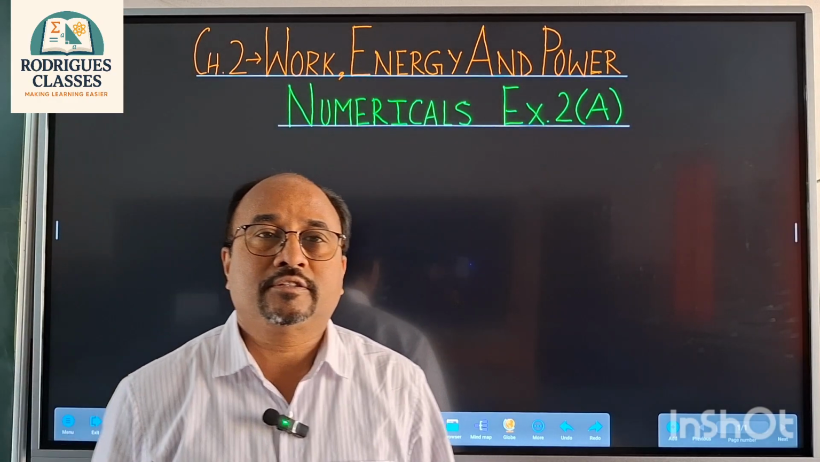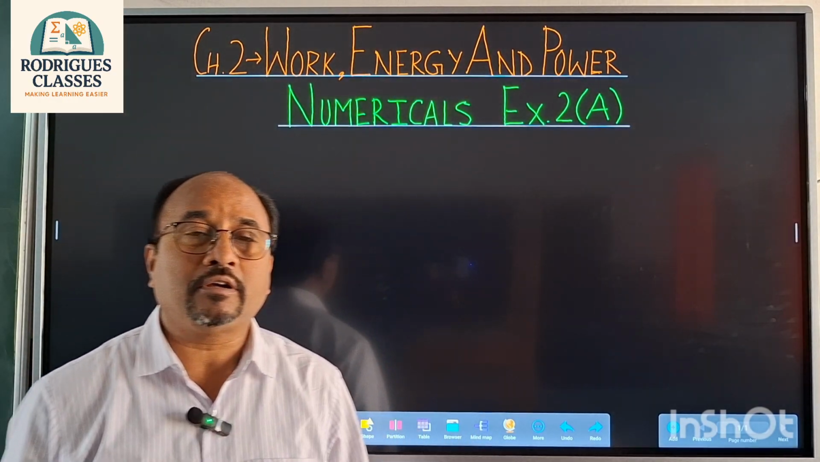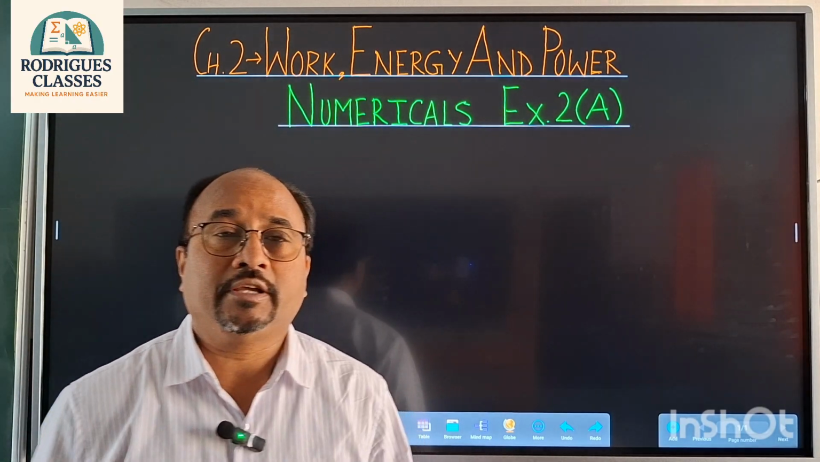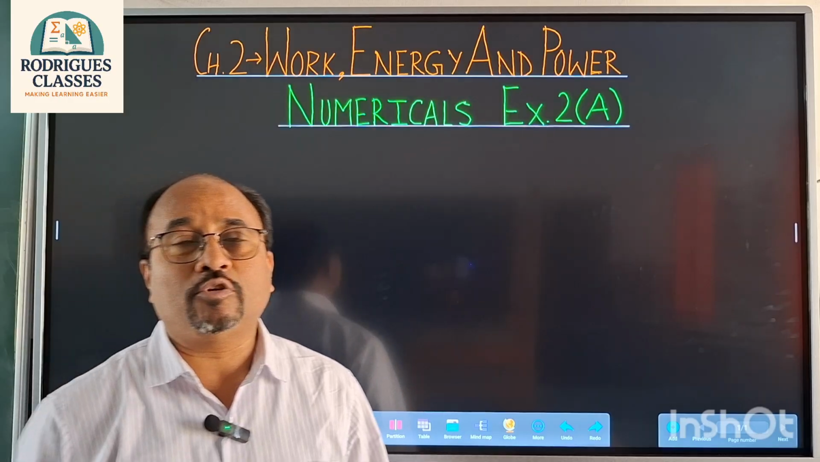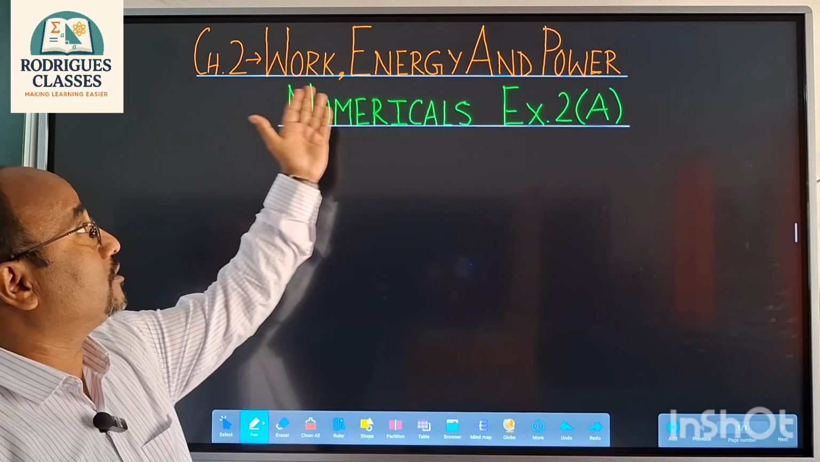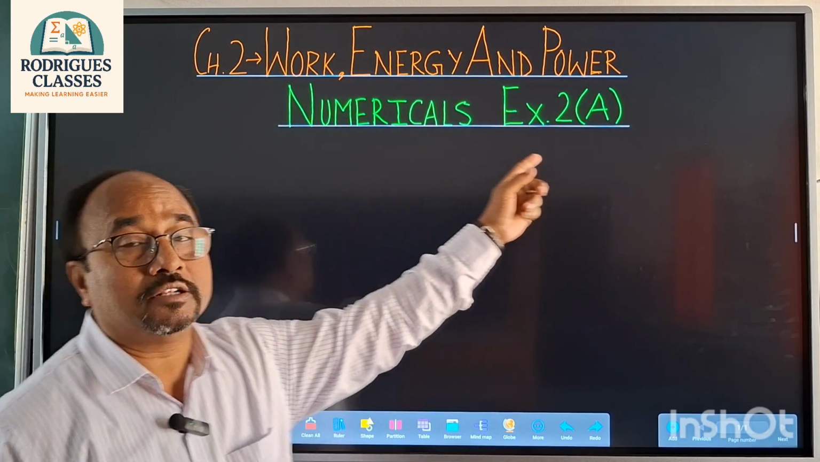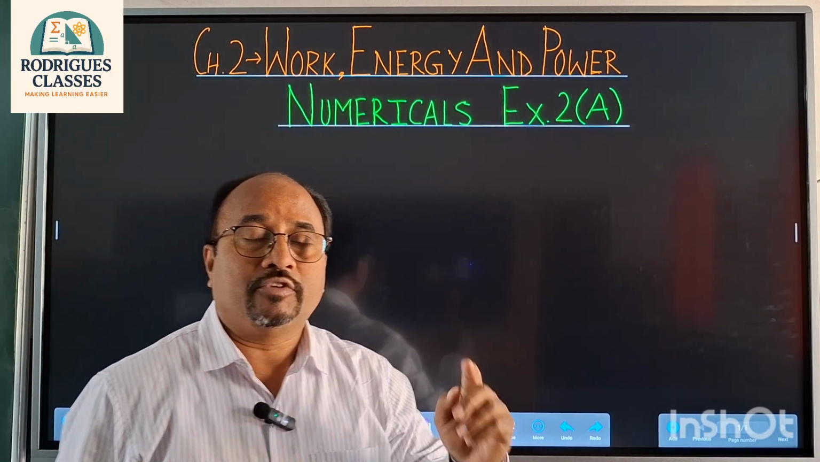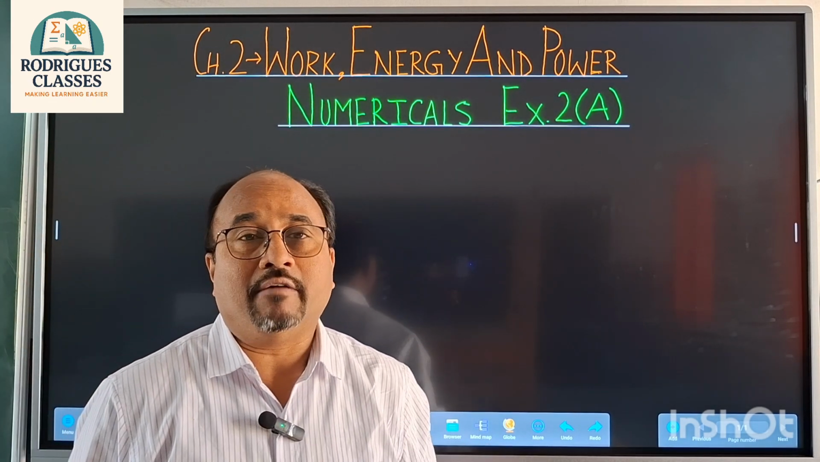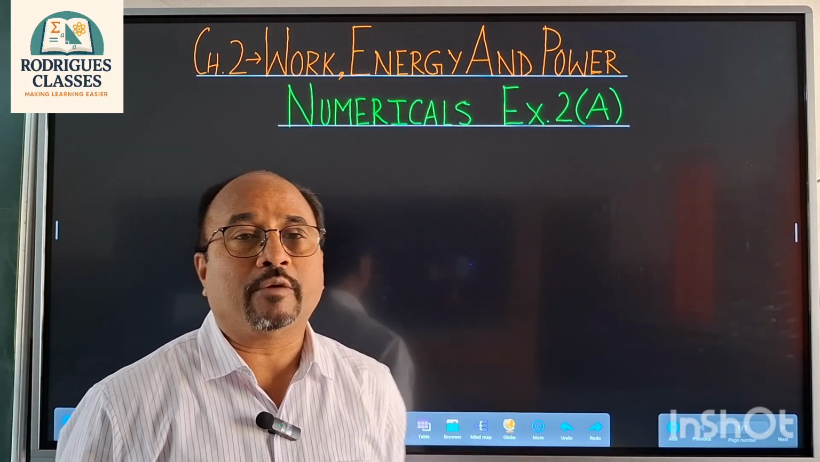Hello students. So today we will be doing the numericals of the second chapter of physics class 10 from the Selina publication book, which is the concise physics. So the chapter is work, energy and power. So today we'll be dealing with the numericals of exercise 2A, which is basically based on the work formula and the power formula. So first of all, we will take a look at all the formulas one by one.